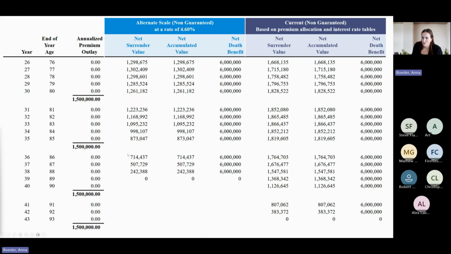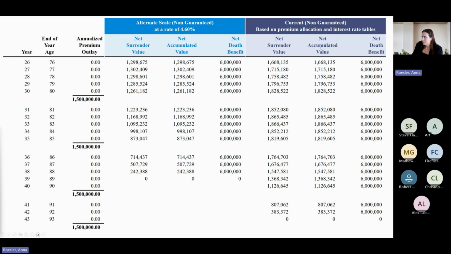So this jumps ahead 5 years. I just fit it on the screen, but this goes to age 76. They stopped paying the premiums at age 70, but kept the policy in place. So they're not putting money into it anymore, but it's continuing to grow. So there's still that $6 million death benefit. In this case, it lasts to about age 90.